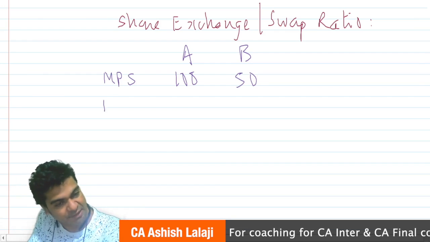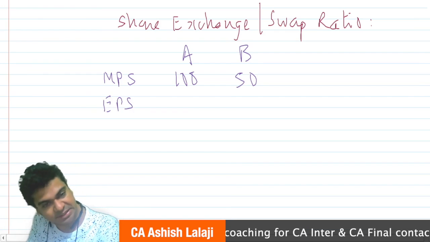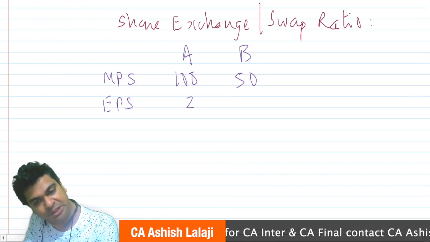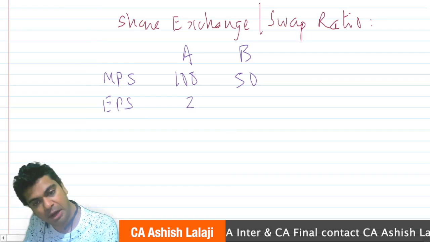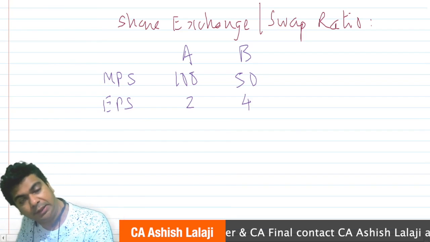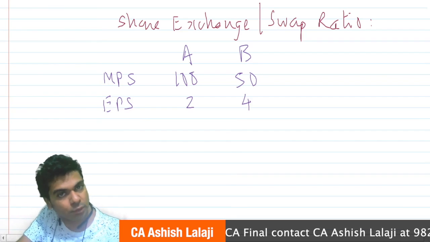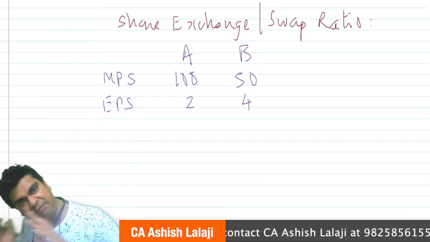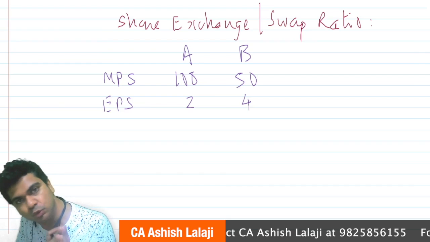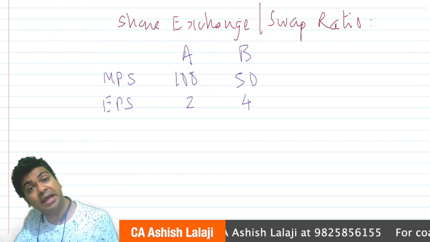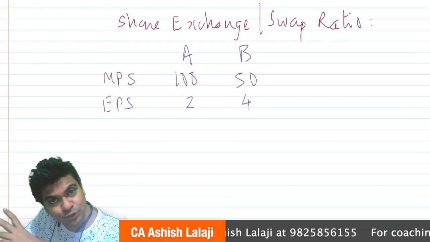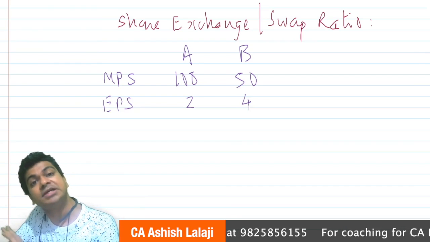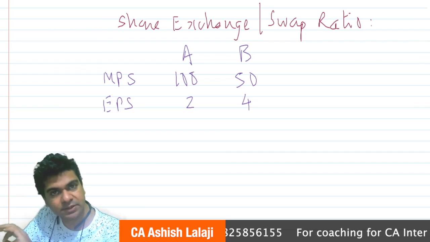The base can even be the earnings per share. Let us say the earnings per share over here is 2 and the earnings per share over here is turning out to be 4. The base can even be the PE ratio. The base can even be the book value per share. There are many different bases that can be used. You may wonder what base is used in real life. To be very honest, in real life, there is no such thing as a definite base.